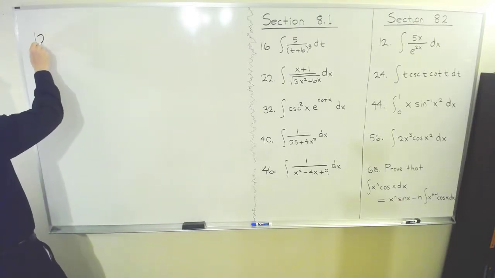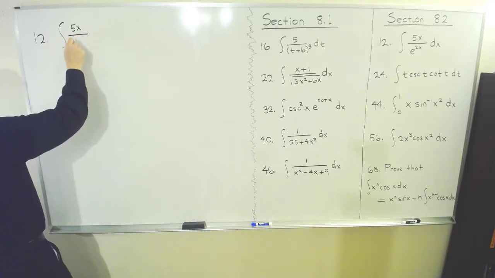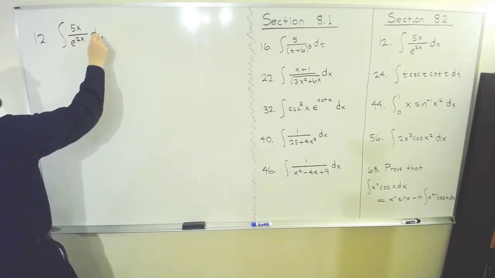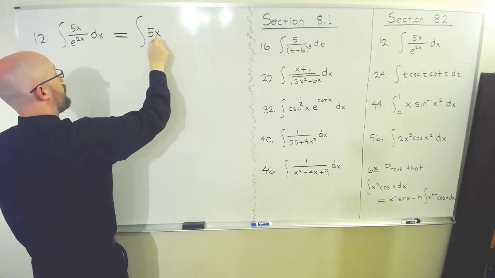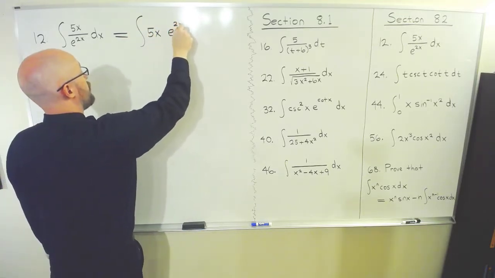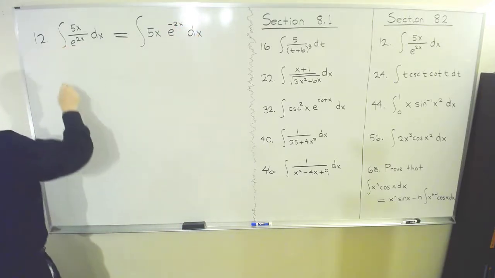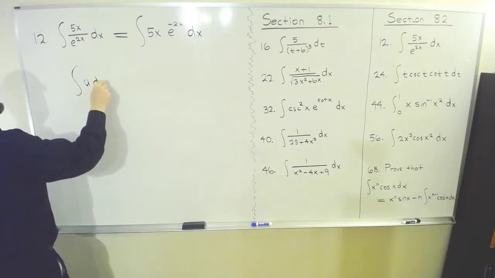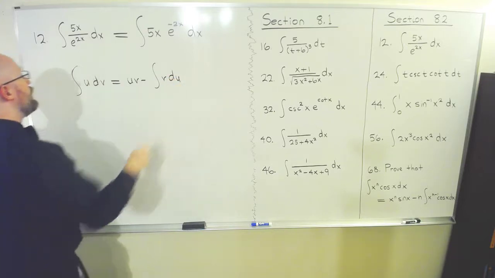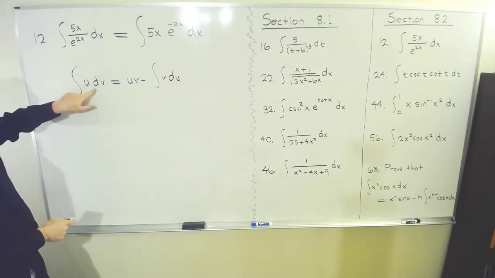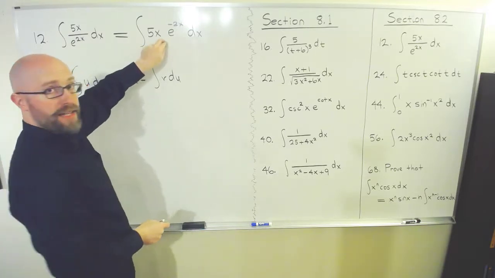So let me copy it down here. This is problem 12, integral 5x over e to the 2x dx. Now a thing that's convenient to do first is to rewrite this as a product: 5x e to the negative 2x dx. Why? Well, because in your formula u dv equals uv minus integral of v du, you don't have a quotient of anything. You have a product. You have a u times a dv. So I want to have a product in the integral.